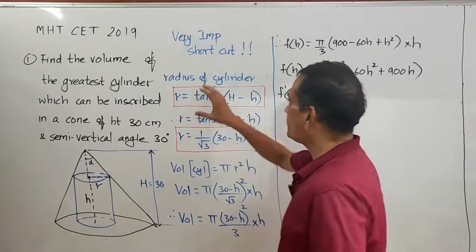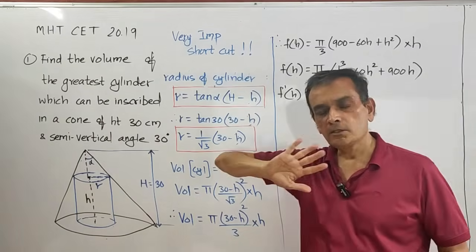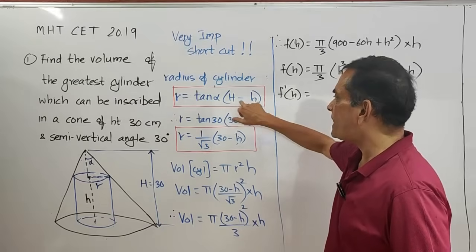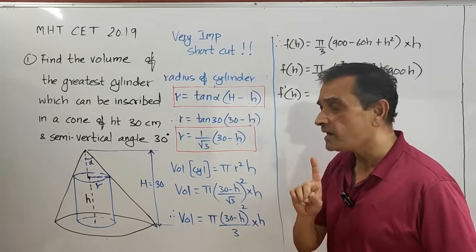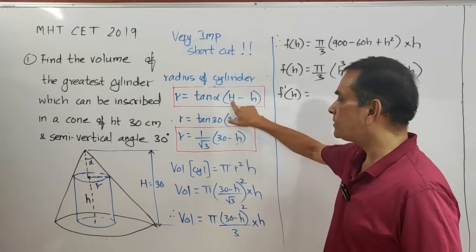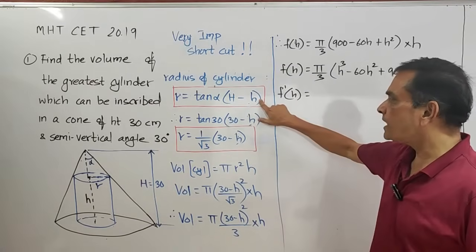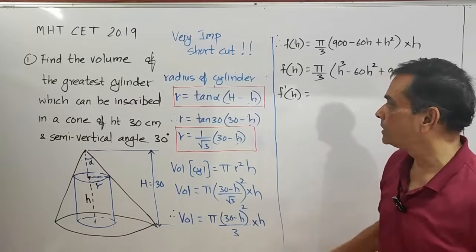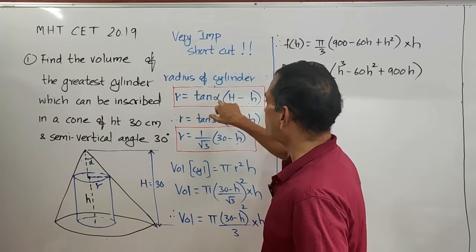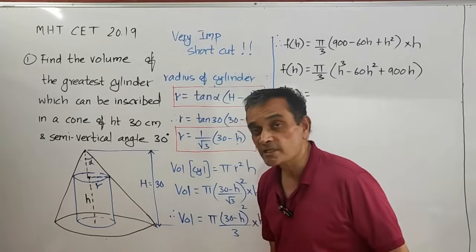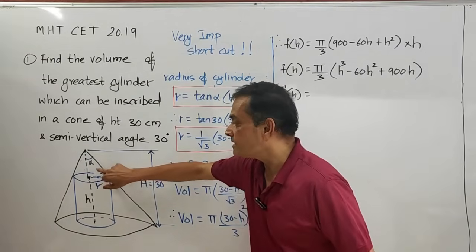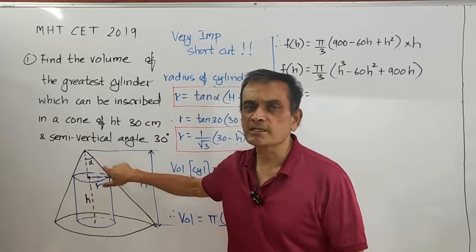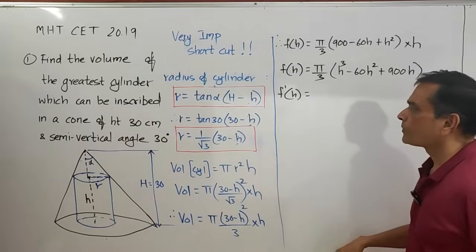Now that shortcut that I have created over here, directly go to radius of the cylinder: R equals tan alpha into (H minus h). लेकिन ध्यान में रहना H और h क्या है? H is the height of the cone, small h is the height of the cylinder. R is the radius of the cylinder which we can directly find out. So R is equal to tan 30, alpha is 30. By mistake, don't take that full angle as 30, semi-vertical angle, 30. That vertical angle will be 60 obviously, but we are not concerned about that.